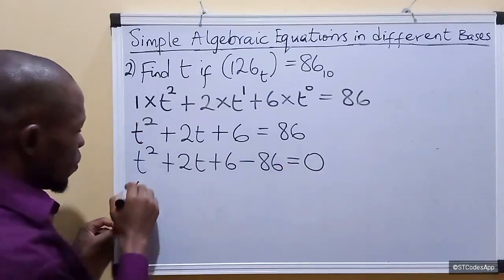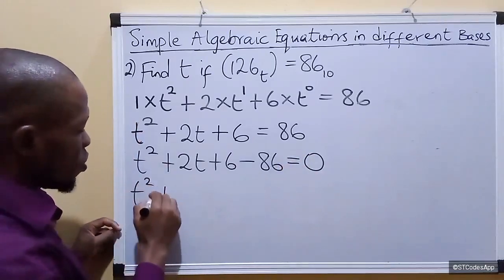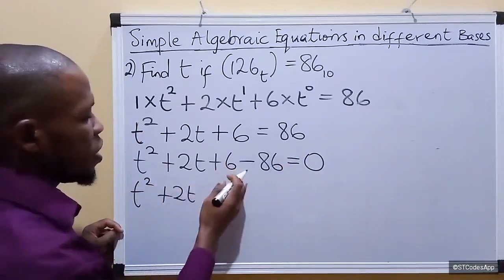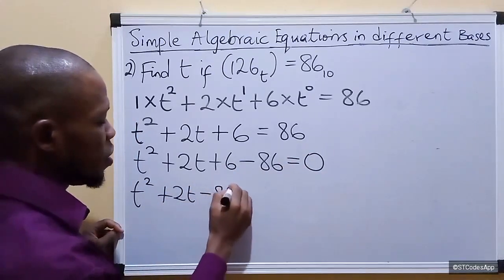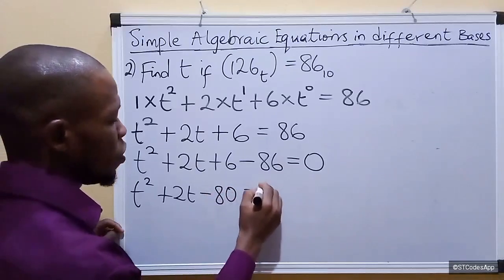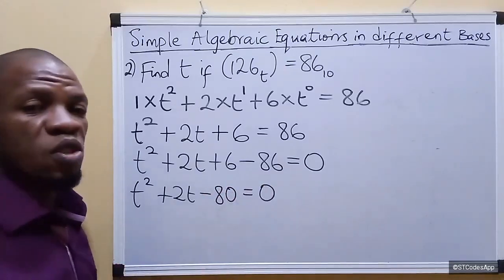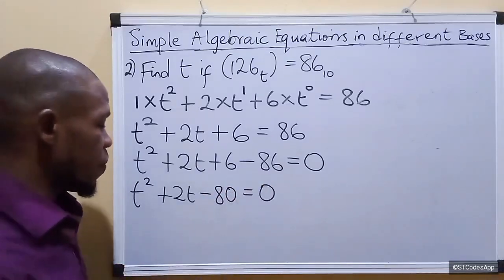The next will be t squared plus 2t, 6 minus 86 will give us minus 80 equal to 0. So this has resulted into a quadratic equation.